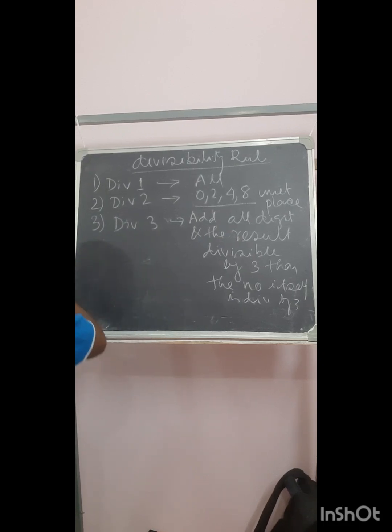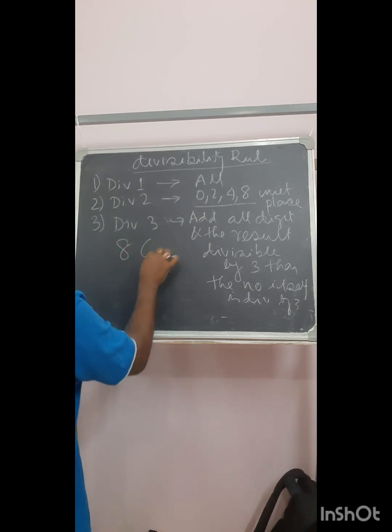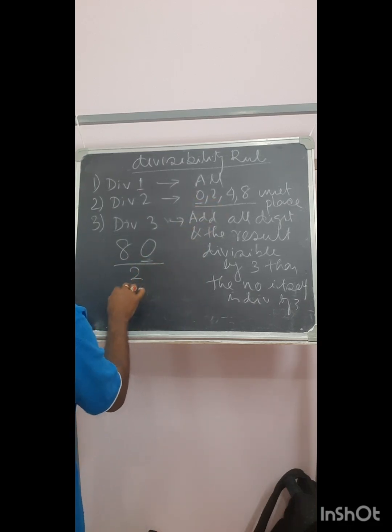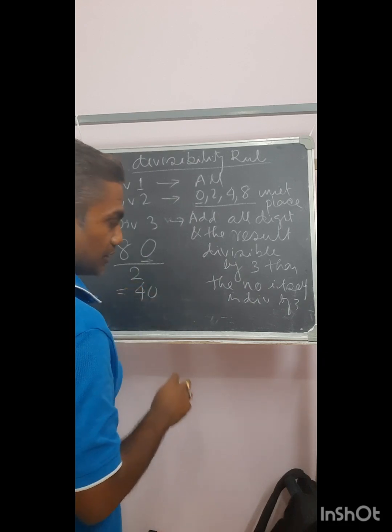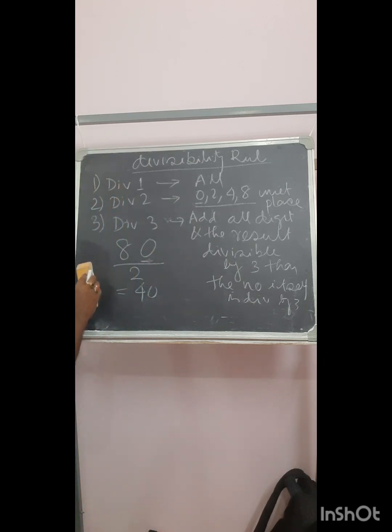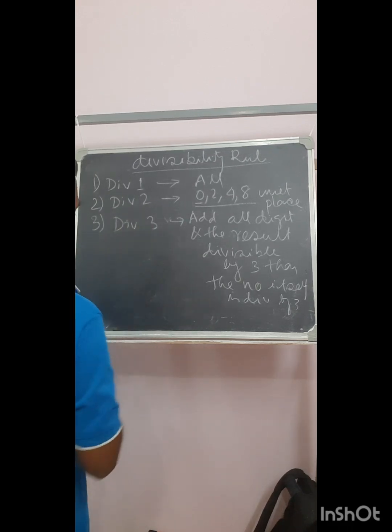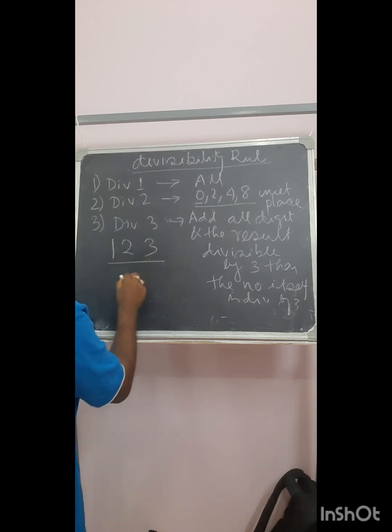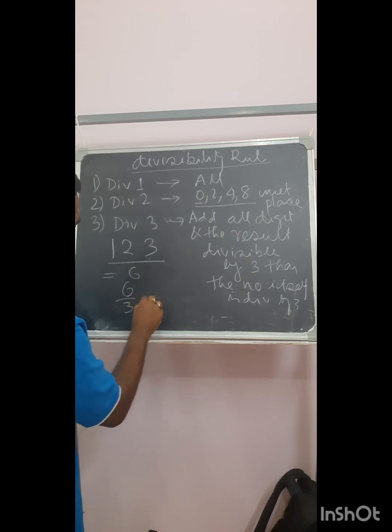And take another example. If it is 80, then the last place contains 0. That means it has to be divisible by 2. So it gives 40. Okay. So I am taking smaller examples. It is also true for higher numbers. Now come to divisibility by 3. For example I am taking 123. If I add all the digits, I will get 6. 6 is divisible by 3, you can see. So this 123 has to be divisible by 3.